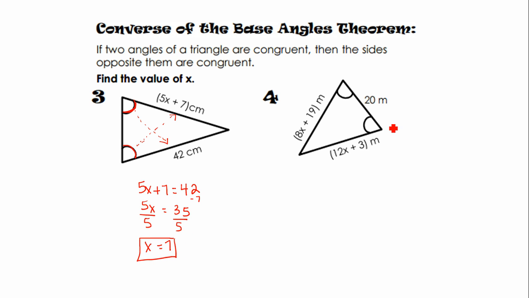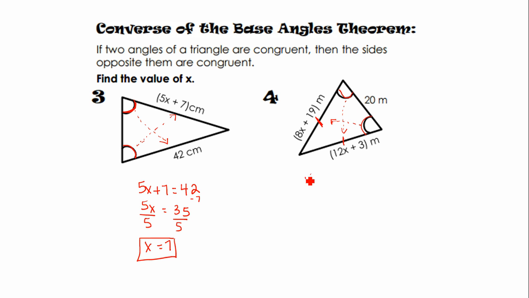Looking at example 4 over here, be careful. Just because you have 3 sides doesn't mean you add them together and set it equal to 180. These are sides, not angles. I have two congruent angles, which means I will have two congruent sides. The two congruent sides will be this one and this one because those will be across from the congruent angles, and they would be the legs.